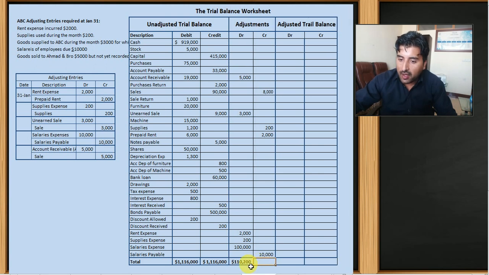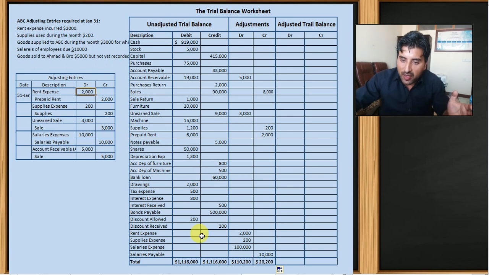Okay, that is 110,200. Just drag it to the right. Okay, both sides are equal, so it's good. If both sides are not equal, it means there are mistakes. We have not posted all the values, so we just check it.